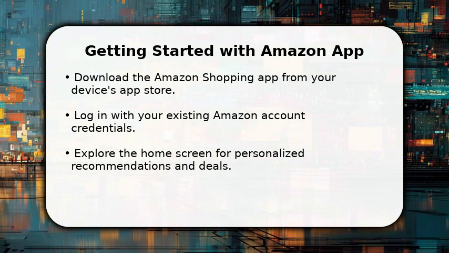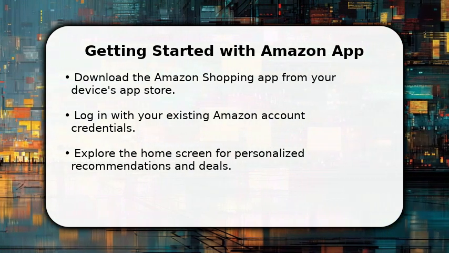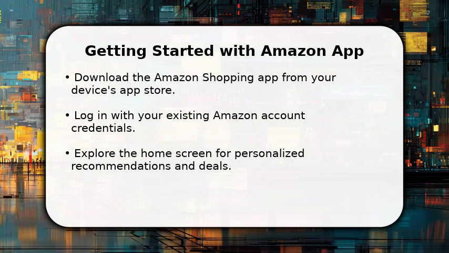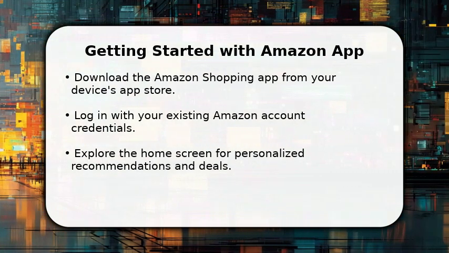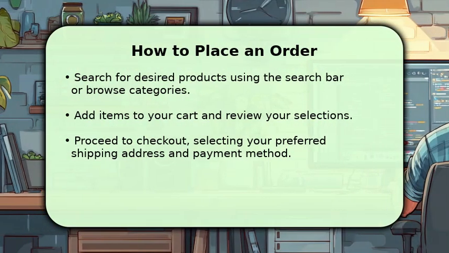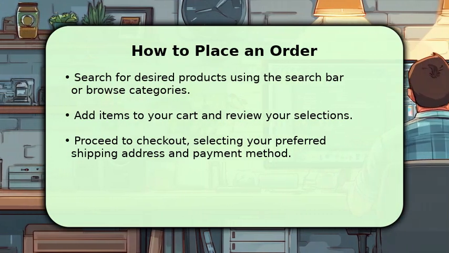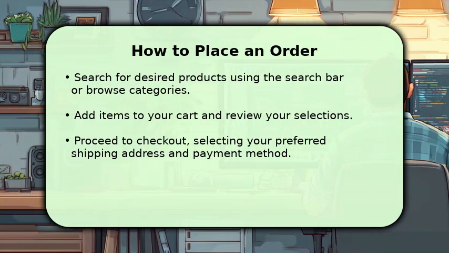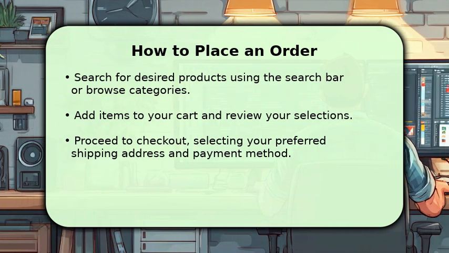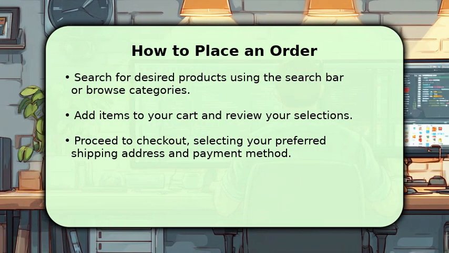The home screen will then greet you with personalized recommendations and current deals, making your shopping experience seamless from the start. Placing an order is straightforward. Begin by using the prominent search bar at the top of the screen to find specific products or browse through various categories like electronics or home goods.